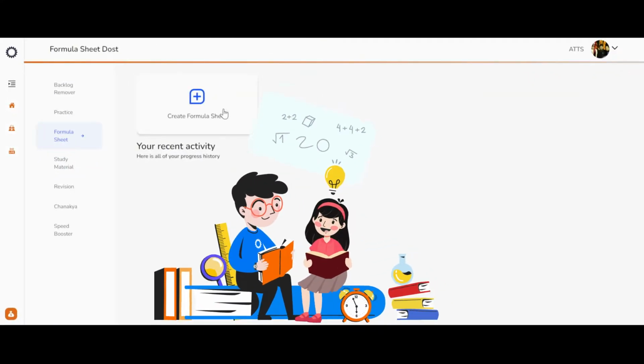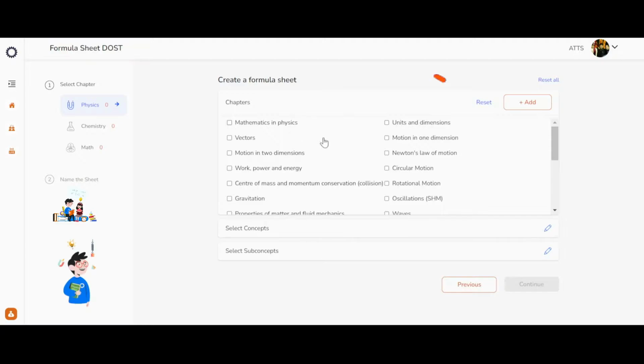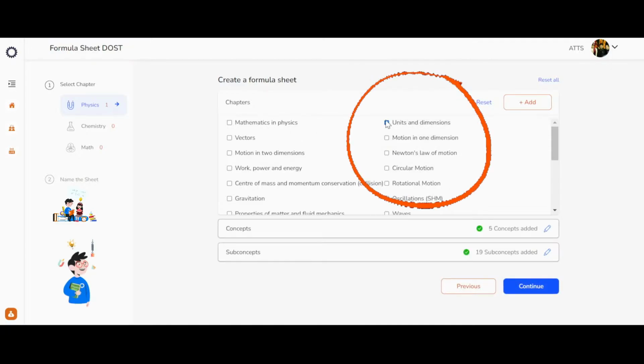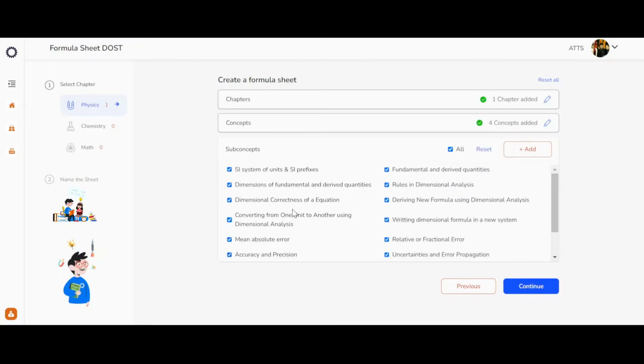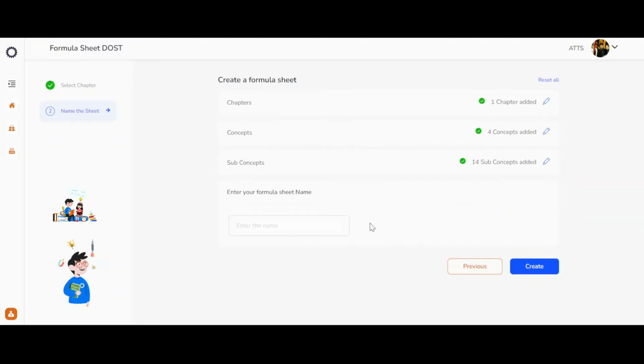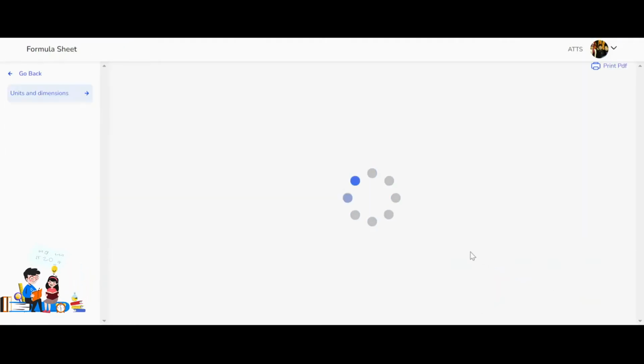Let's look at an example. तो फॉर्मूला शीट क्रिएट करने के लिए आप एक चैप्टर चूज करिए. इन दिस केस आई एम चूजिंग यूनिट्स एंड डायमेंशंस. आप मल्टीपल चैप्टर्स भी चूज कर सकते हैं. You can again hyper personalize your formula sheet depending on what the sub concepts and concepts you're looking for. Then you press on continue and name your formula sheet. In this case, I'm going to name it as sample 1 and create it.